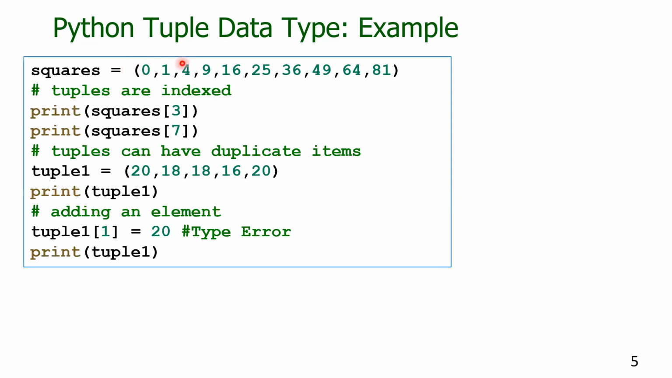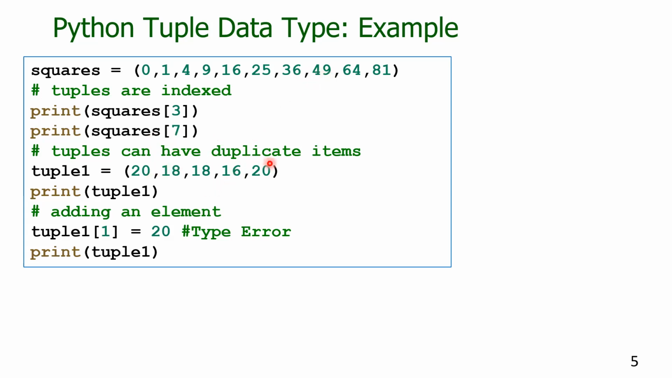Let us see the Python tuple data type example, where we are creating a tuple called squares with the elements 0, 1, 4, 9 up to 81, which are nothing but the squares of all the numbers from 0 to 9. And squares of 3 is going to return the element at index 3 of squares, which is 9 in this case. And squares of 7 is going to return the element with index 7 from squares, which is 49.